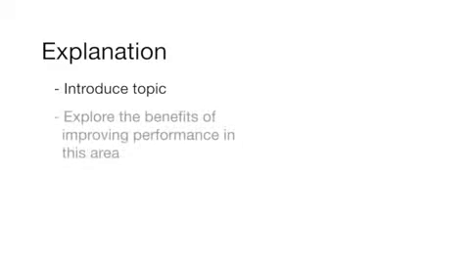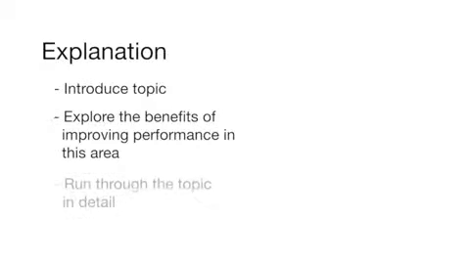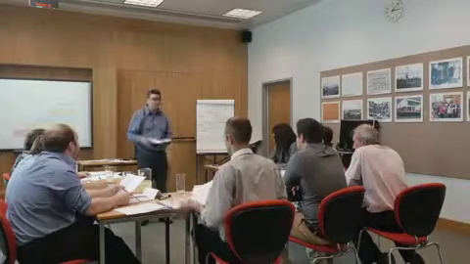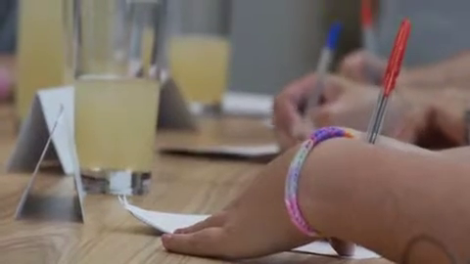You'll then need to explore and confirm the benefits of improving performance in this specified area. You'll also need to run through the specified topic so delegates understand what it is specifically they are looking at. You could use one of the series of checklists provided by PhoneCoach, or produce your own in-house checklist to do this. Either way, the checklist should confirm what good performance looks and sounds like.